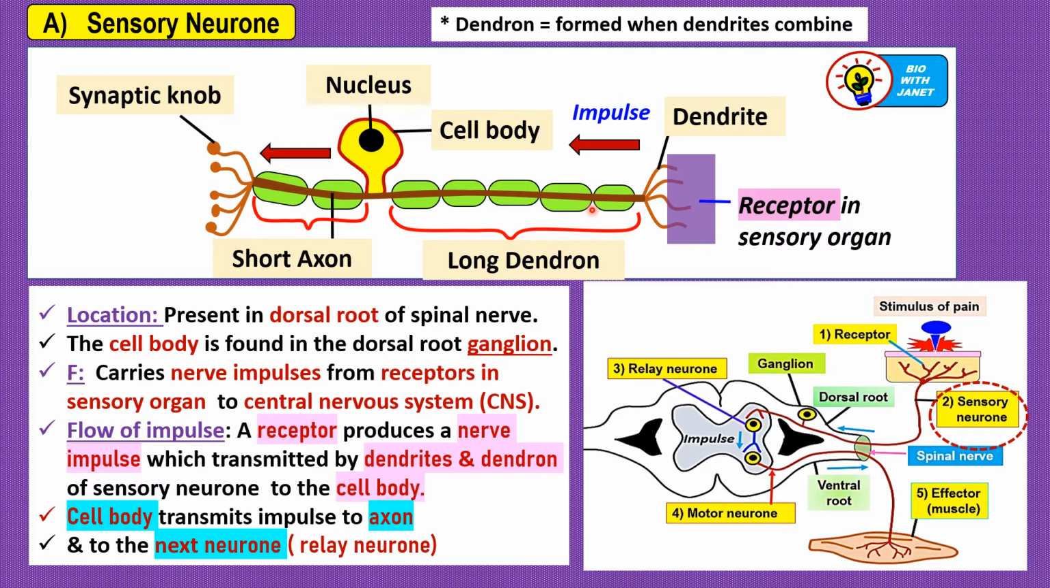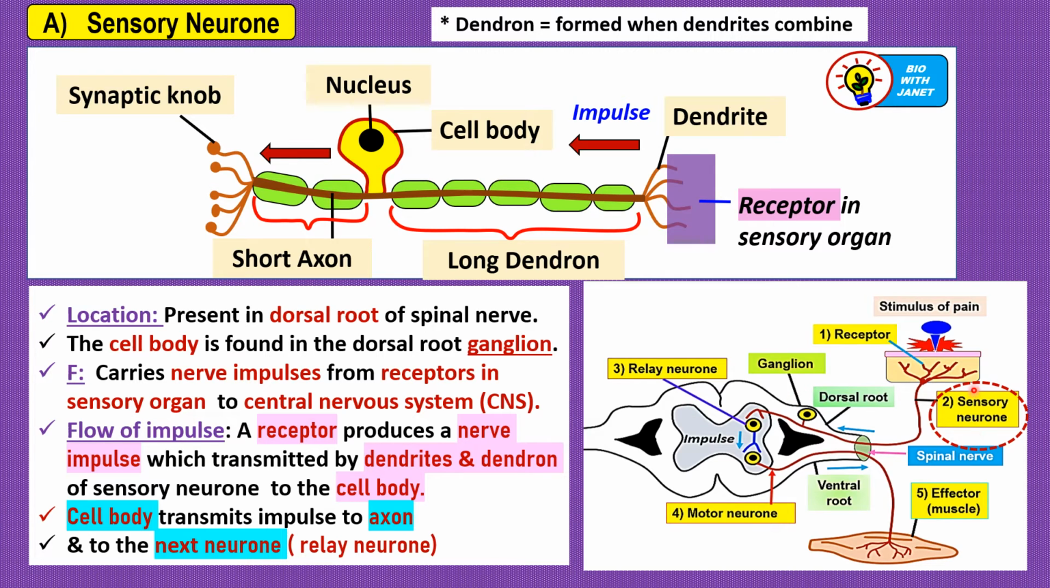Now, dendrons and dendrites transmit the nerve impulses to the cell body of the sensory neuron. After that, the impulse is transmitted away from the cell body by the short axon to the end of the neuron. The location of this sensory neuron is in the dorsal root of the spinal nerve.